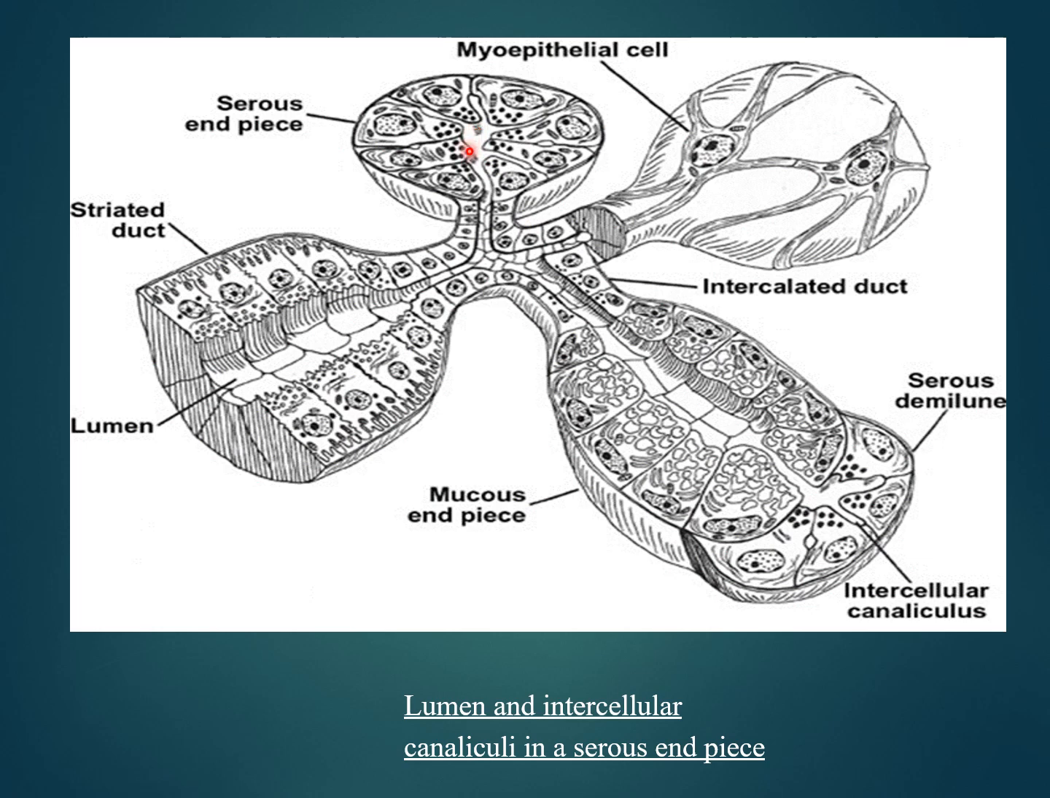There is a central lumen. The central lumen is extended in between the adjacent cells, called the intercellular canaliculus. The cells are 8 in number and they are roughly spherical in shape.